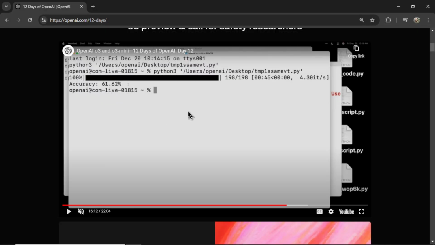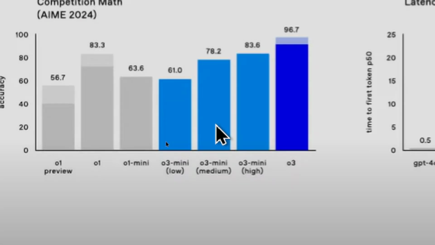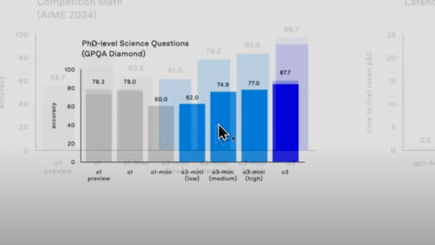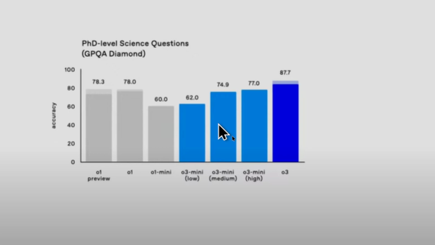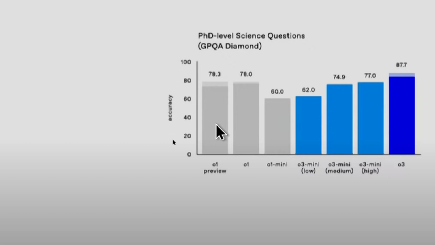Anyways, this is phenomenal. It's outstanding to see. Now they're showing that same competition math AIME test, and we can see the same results. The longer the compute time, the better it scores. And then we get insight into that PhD level science question test. And again, the longer the compute time, the better these models score. o3-mini on high compute time is scoring almost as good as o1 and o1 preview.